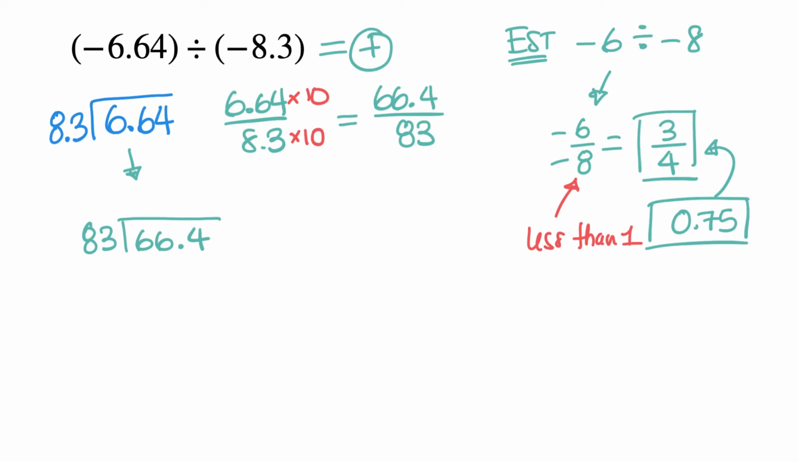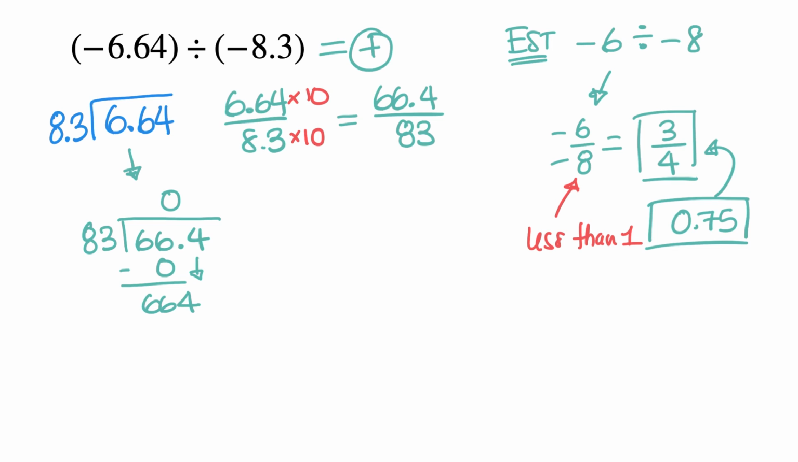66.4. And now it's a lot easier for us to ask ourselves, how many times does 83 fit into 66? Well, it doesn't. So I could put a 0 here. 83 times 0 is just 0, so I would subtract. I would get 66, bring down a 4. How many times does 83 fit into 664?